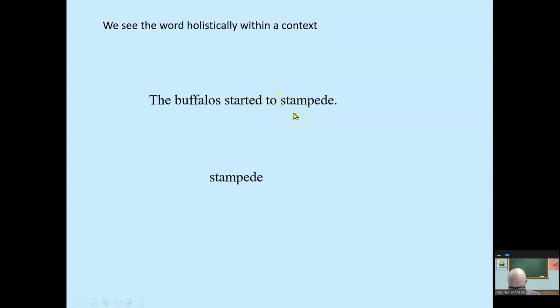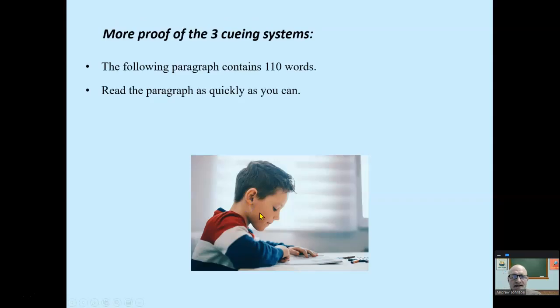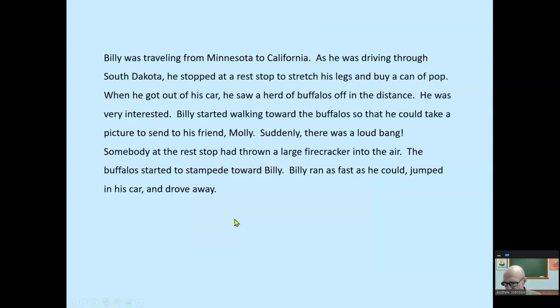Now, if you go back and read the word in isolation, you notice your eyes probably start at the beginning and work their way through in a choppy fashion, even though you saw the word in the previous sentence. And why do your eyes do that? Syntax and semantics. And you still don't believe me, and that's okay. I'm going to show you a paragraph, it contains 110 words. Read these words as quickly as you can. Go.